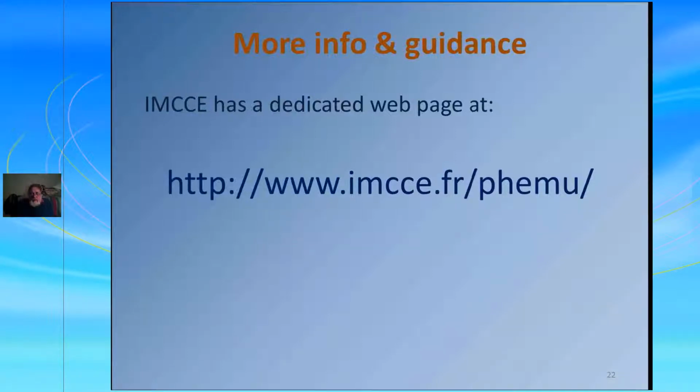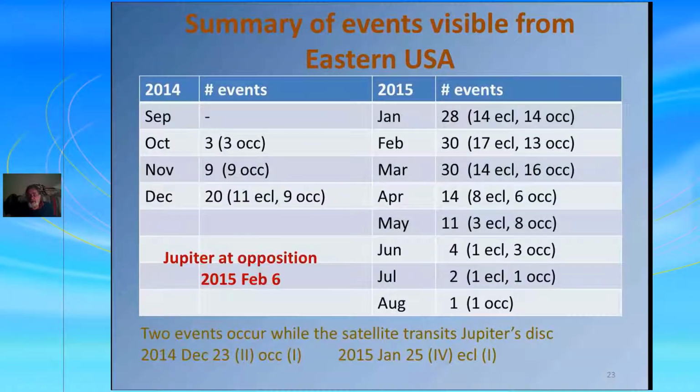What to expect in the US. This is a summary of what's visible in Eastern USA. Western USA will be sort of similar numbers. You've got Jupiter opposition on February the 6th, and it's fairly well north, so it's up in the sky a long period of time. So you've got a lot of events through January, February, March, because Jupiter's up all night.